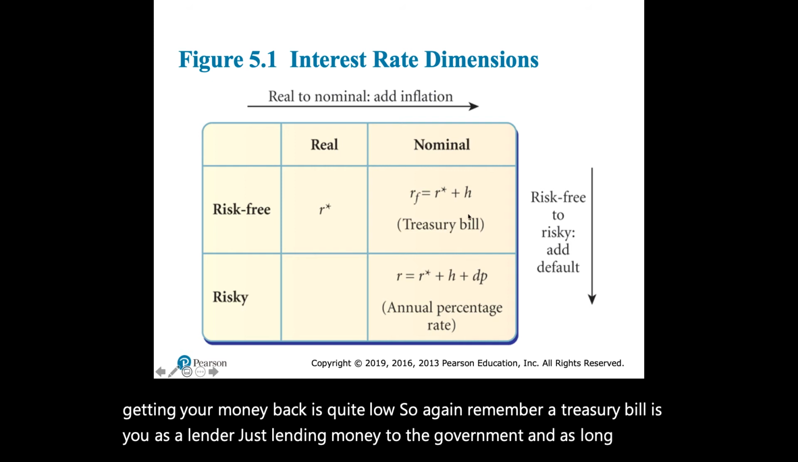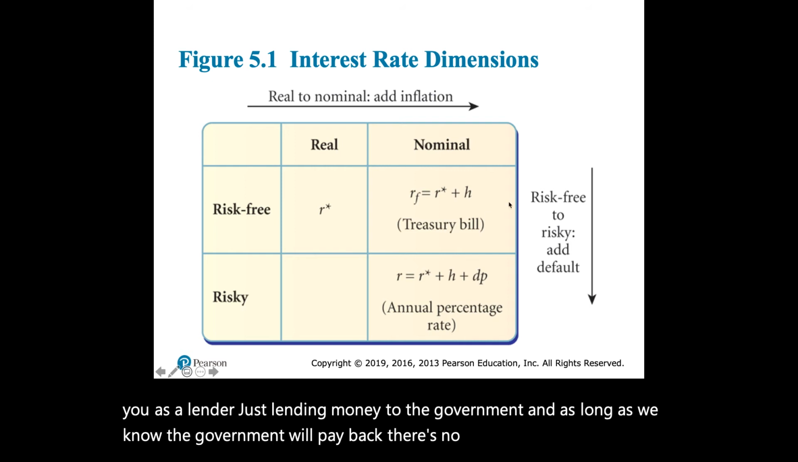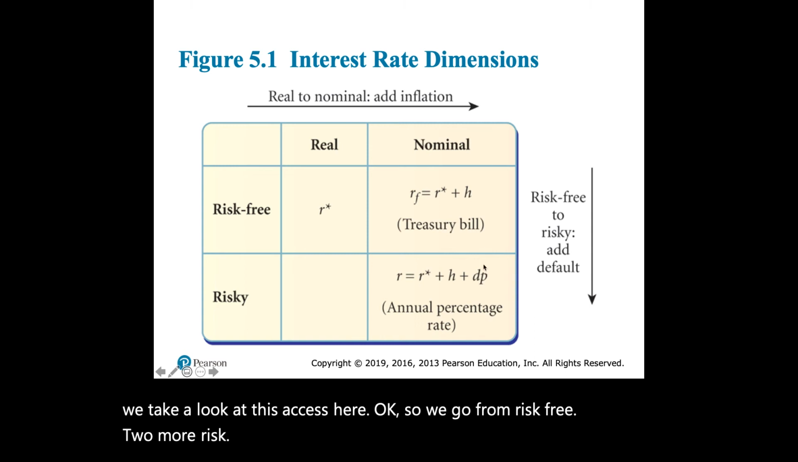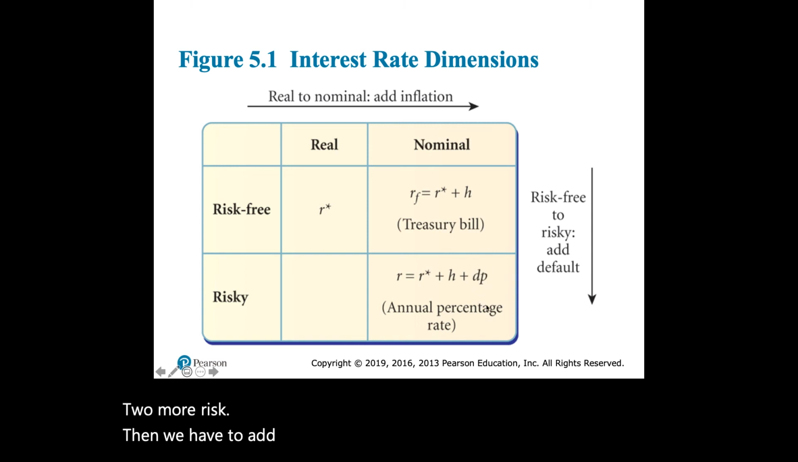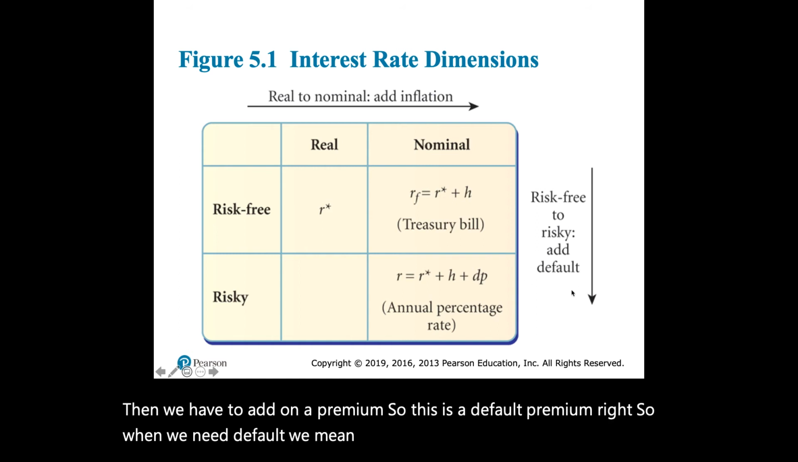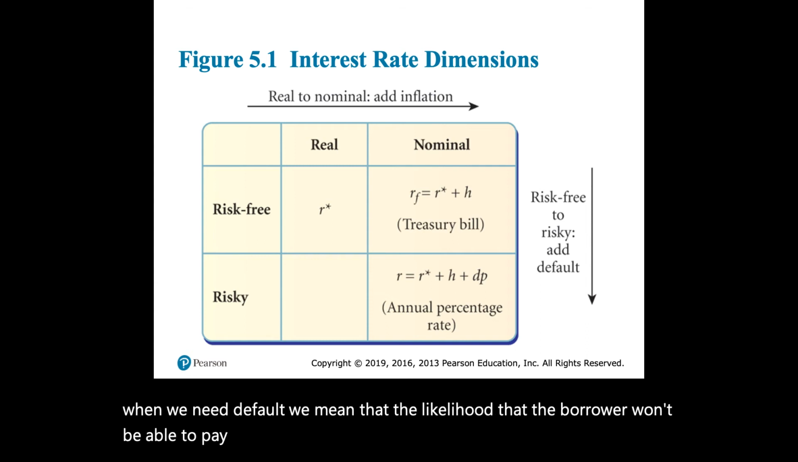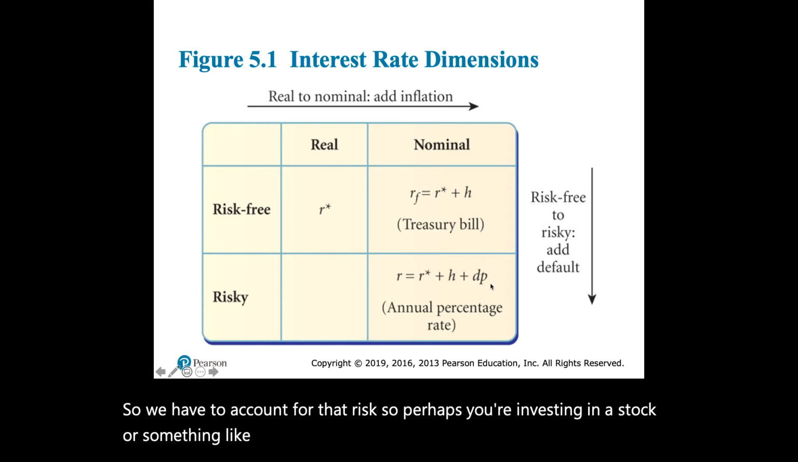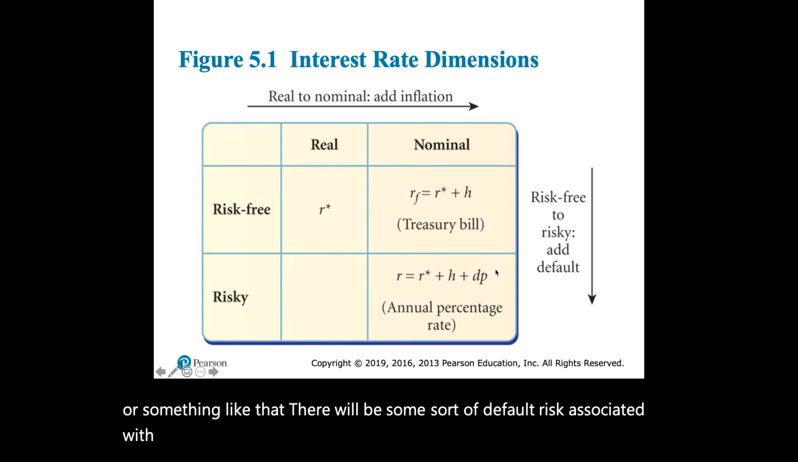Now, if we take a look at this axis here, so we go from risk-free to more risk, then we have to add on a premium. So this is a default premium. So when we mean default, we mean the likelihood that the borrower won't be able to pay back the loan. So they'll default on their loan. So we have to account for that risk. So perhaps you're investing in a stock or something like that. There will be some sort of default risk associated with that. So those are some more dimensions when we're trying to determine interest rates.